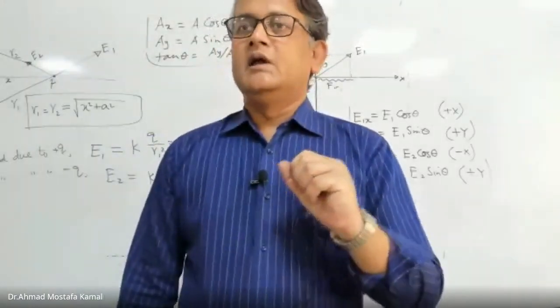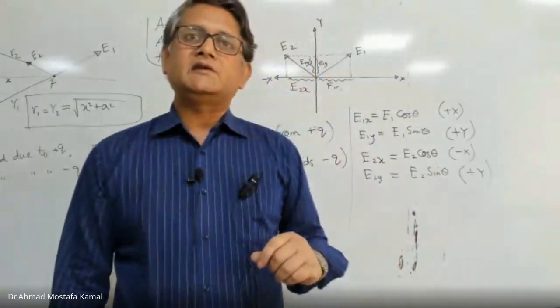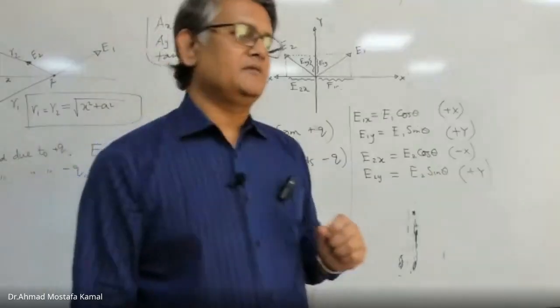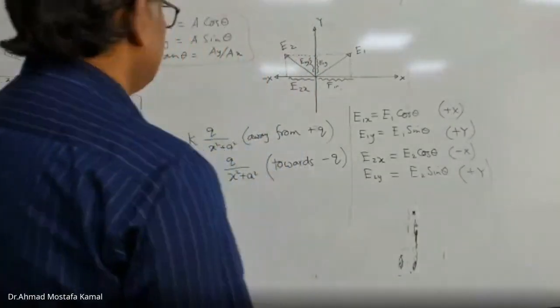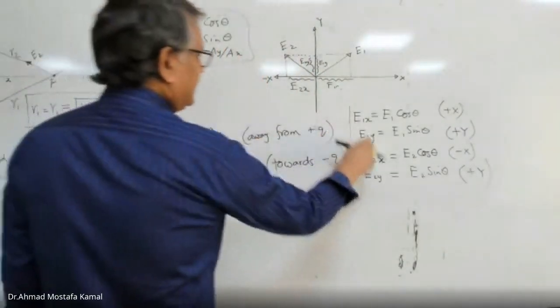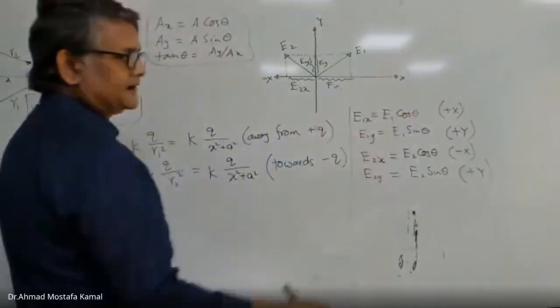Add them up to find the sum total. Add the coefficient, you have to add them. Good. But if they work in the opposite direction, then what to do? Subtract, find the difference. So you have to take the difference. Good. So e1x and e2x are working in the opposite direction.